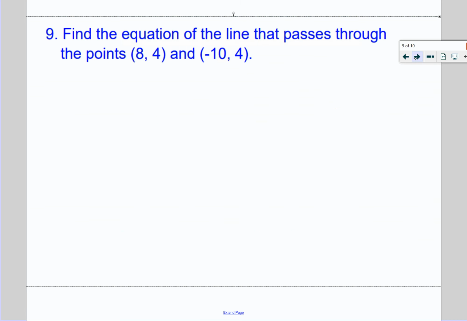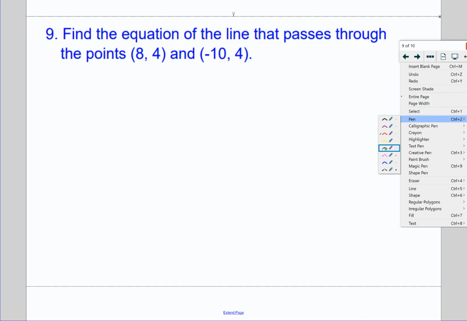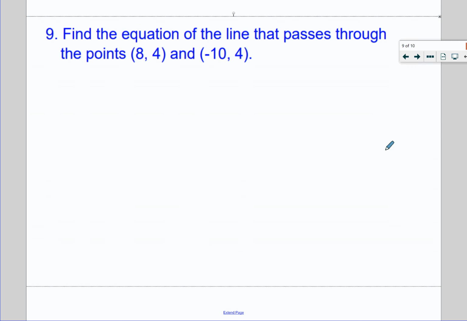Okay, 2 more. Number 9, find the equation of the line that just passes through these 2 points. Okay, well, I have 2 points. I really only have one thing I can do. What can I do? With 2 points, find the slope. y2 minus y1 over x2 minus x1. There's another formula. If you don't know that one already, make a note to yourself.